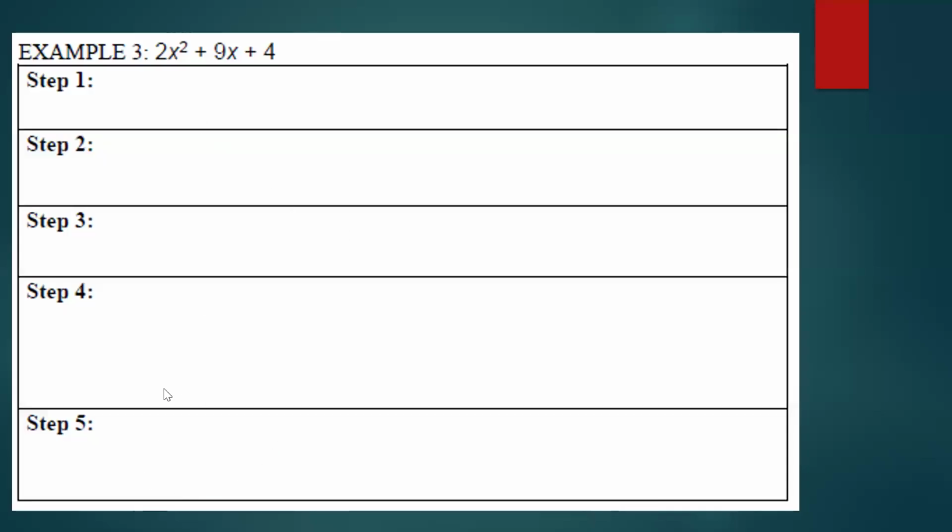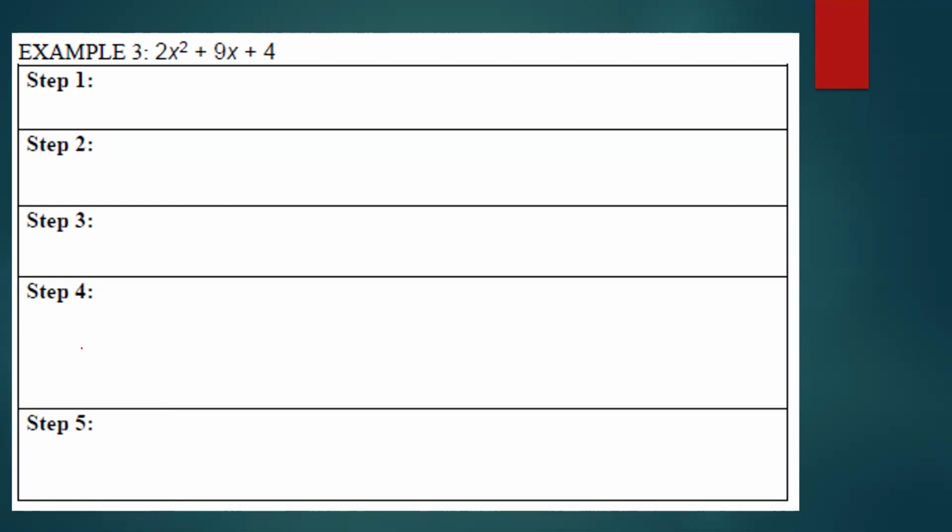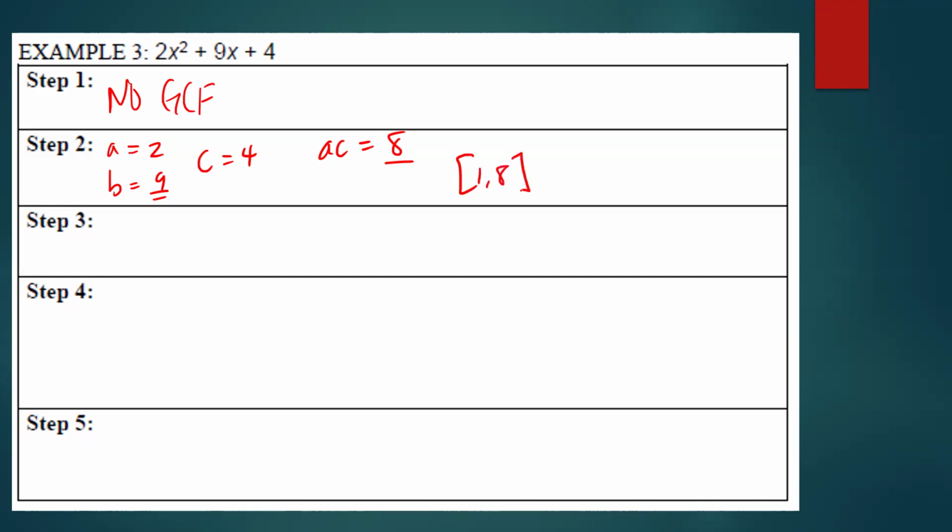All right. So let's see how we did. So did anyone do traditional grouping or did you do Xbox? Any traditional groupers? No. Well, there was no GCF. Okay, so no GCF. So then you go to step 2 where you identify your A is 2, your B is 9, and your C is 4. So A times C equals 8. So you're asking what factors of 8 will add to give you 9. I feel like I gave y'all a fairly easy one, just saying. No pressure, right? So your numbers should have been 1 and 8.